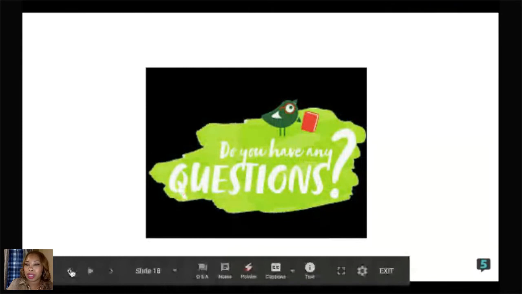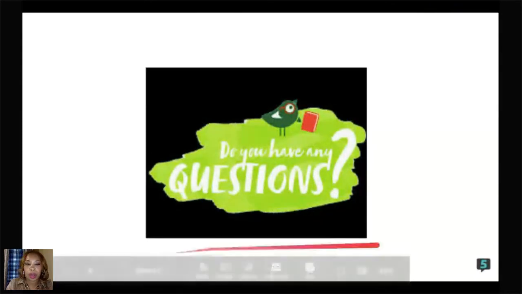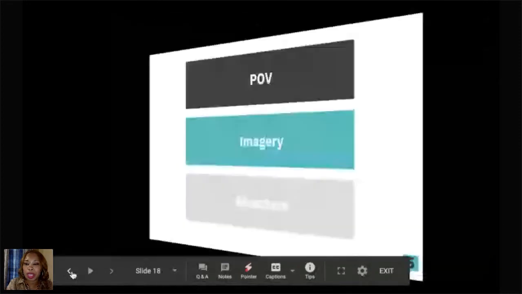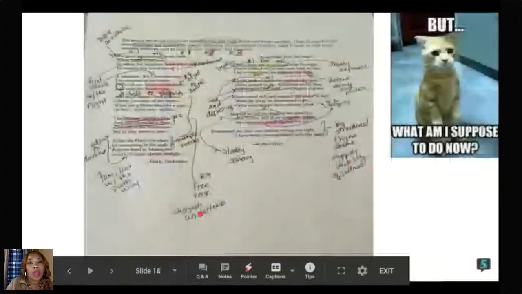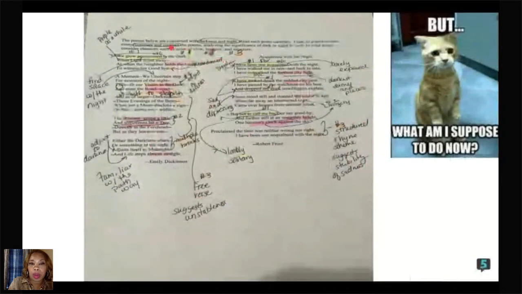Do you have any questions? I think I've answered that one. How can you tell if you have enough information and you can stop annotating? So you annotate until you have enough to support the 3 paragraphs in your body. So again, if your teacher has told you that you need to have at least 3 examples from the text, if you count, I think we have 3, 1, 2, and 3. And then for imagery, at least 3, 1, 2, and 3.